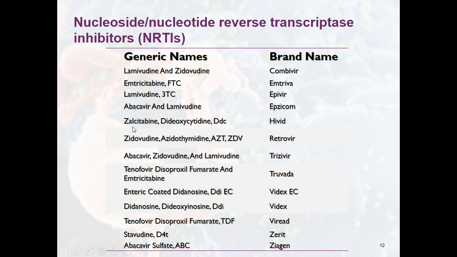So, if I were to encourage you to be familiarized with the drugs, it would be these: lamivudine and zidovudine, Combivir, AZT or Retrovir, tenofovir disoproxil fumarate and emtricitabine, which is your Truvada, and the Videx. Okay.